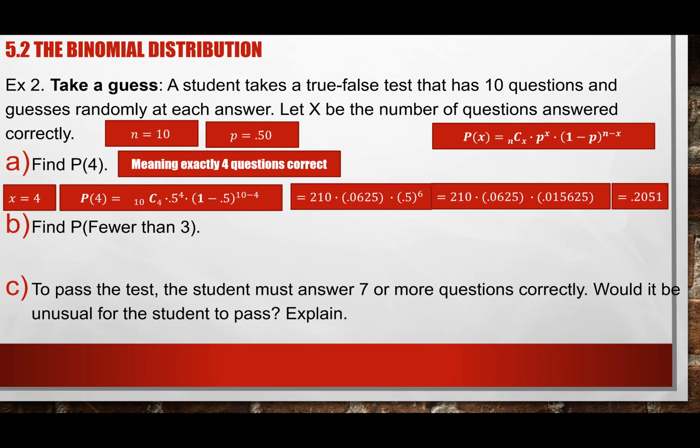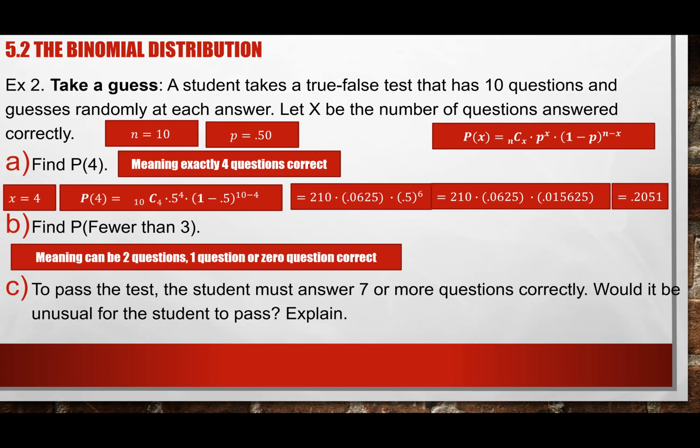For B, they ask what is the probability that you get fewer than 3 questions correct? Reminder, fewer than means we do not include the 3. Fewer than means the 2 questions, the 1 question, or the 0 question. Meaning you randomly guess these 10 questions and have either 2 questions correct, or 1 question correct, or none correct, right? That's what fewer than means.